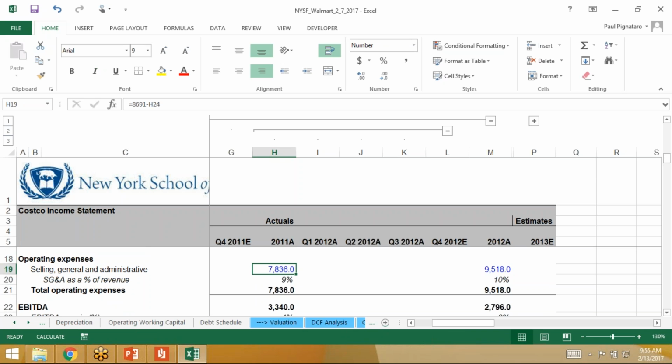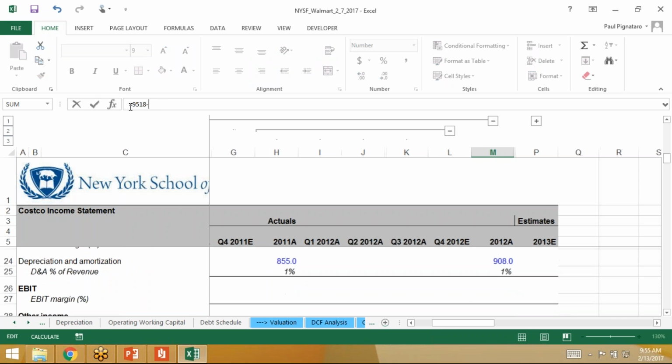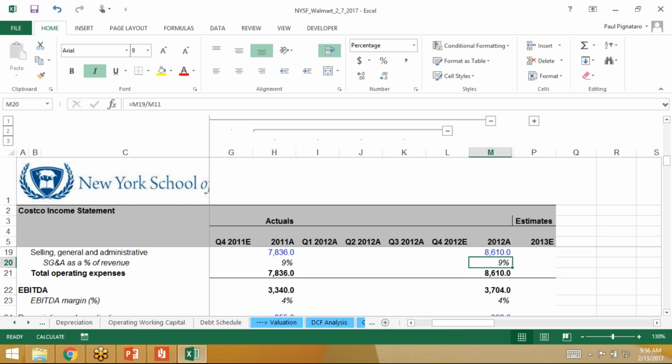I could have just hard-coded in 8691 minus 890, whatever. I could have done that too. And then also 2012, where this 9518, so equals 9518 minus, and just click the 908 down here. So now instead of just adding a new expense, we basically pulled the expense out of SG&A and moved it down. We did this with Walmart in the beginning. Just practicing that further. Any questions?